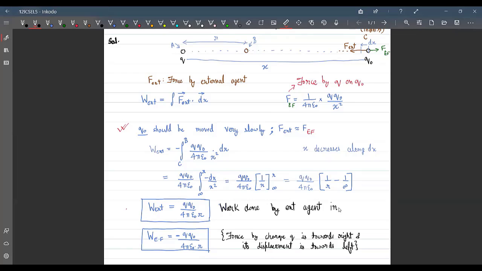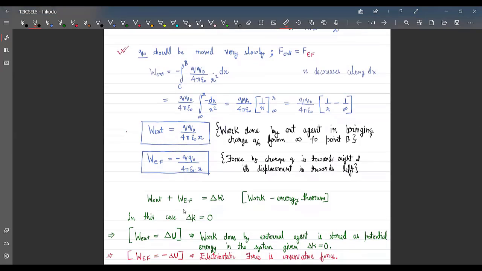So what is W external? Work done by external agent in bringing charge Q naught from infinity to point B. And using this, you can also calculate the work done by electric field, because work done by electric field will be just the negative of work done by external agent, because force here is opposite to the direction of displacement. So we get work done by electric field is minus of Q naught by 4 pi epsilon naught R.